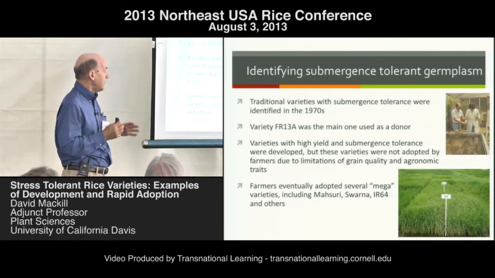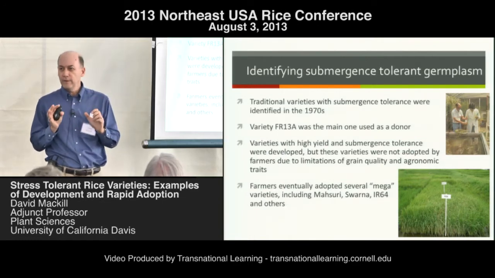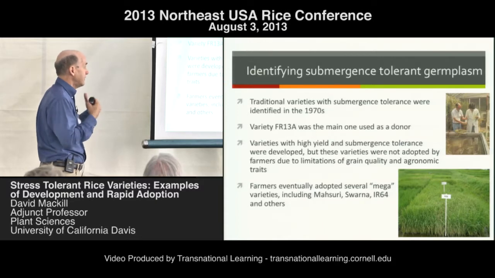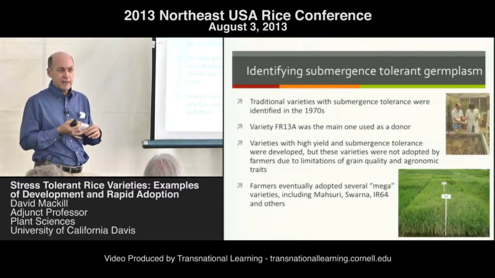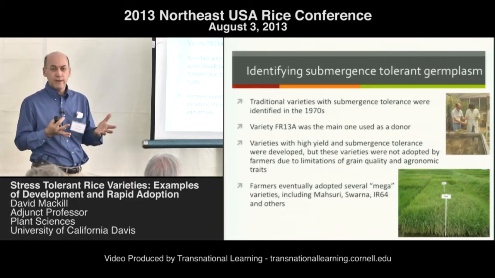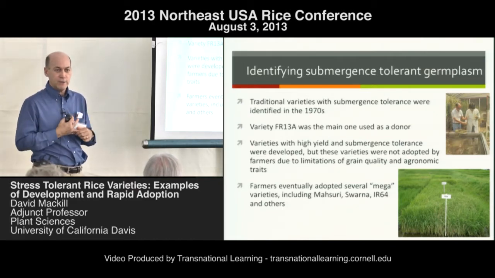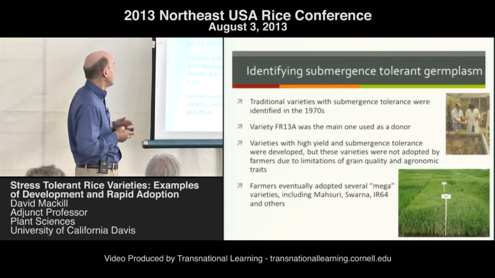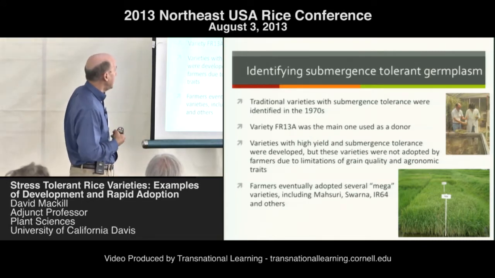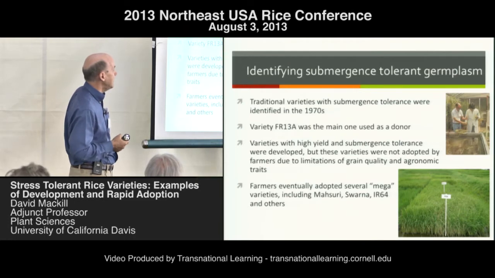So anyway, the approach to deal with this problem of flooding was the same as I mentioned about identifying the source of tolerance in the gene bank, in the collection of varieties that Susan mentioned this morning, and then trying to transfer those into improved varieties. And so this work started in the 1970s, early 1970s.